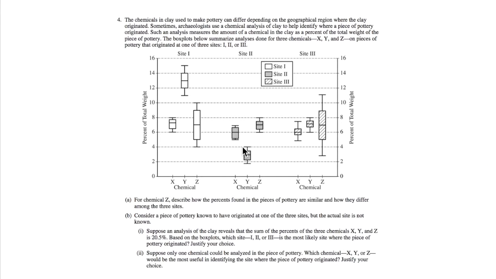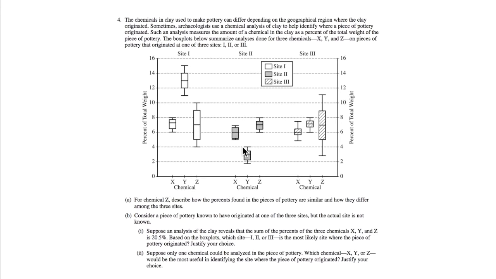The chemicals in clay used to make pottery can differ depending on the geographical region where the clay originated. Sometimes archaeologists use a chemical analysis of clay to help identify where a piece of pottery originated. Such an analysis measures the amount of chemical in the clay as a percent of the total weight of the piece of pottery. The box plots below summarize analysis done for the three chemicals, X, Y, and Z, on pieces of pottery that originated at one of the three sites, 1, 2, or 3.